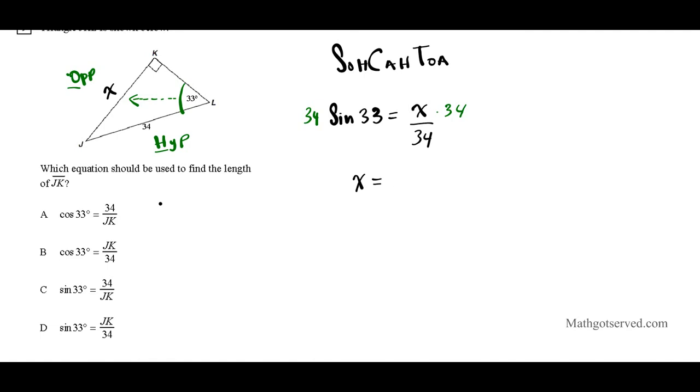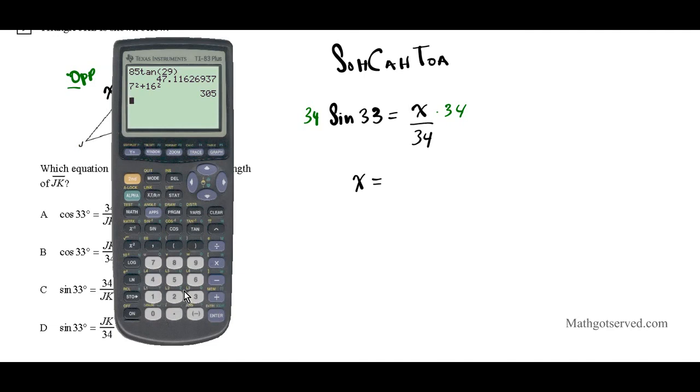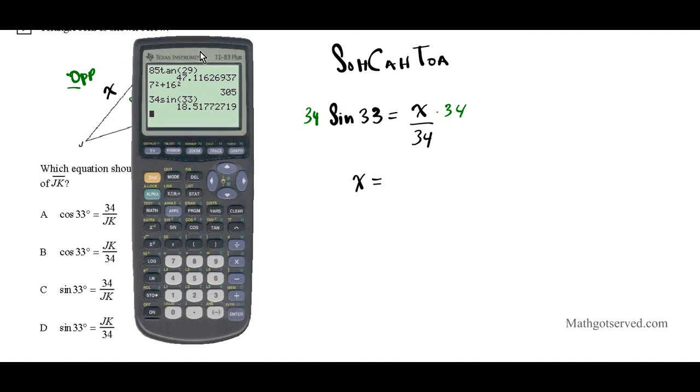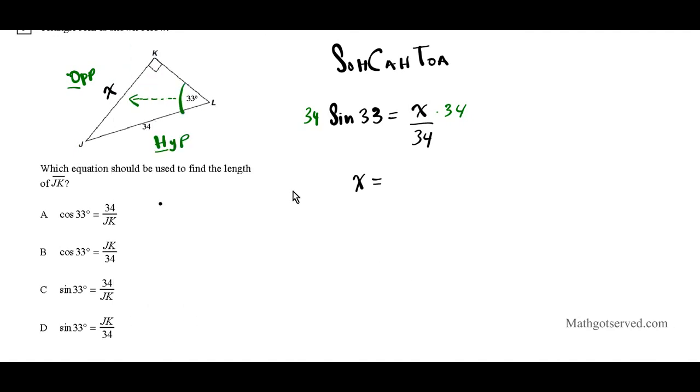Let's plug that into our calculators. 34 sine 33. Final answer is, well, actually, we don't have to solve it. We're just supposed to set it up, right? If we just want to focus on the setup, there goes the setup right there. Sine 33 equals x over 34. X is JK, right? So let's go ahead and make use of that. Erase the other stuff. It's not necessary.